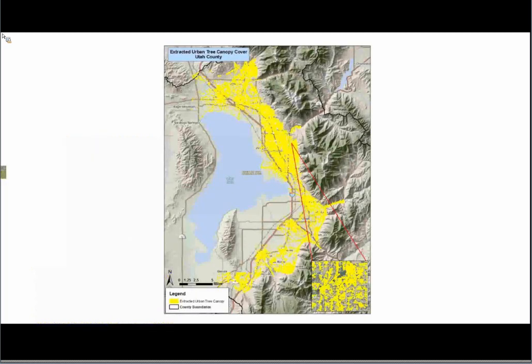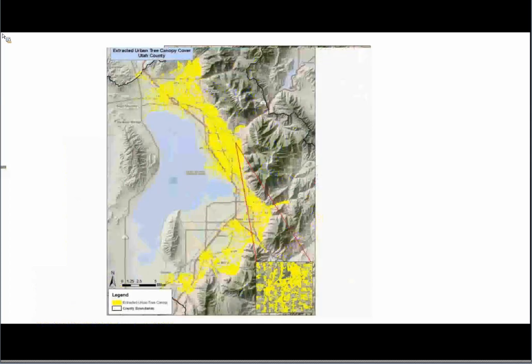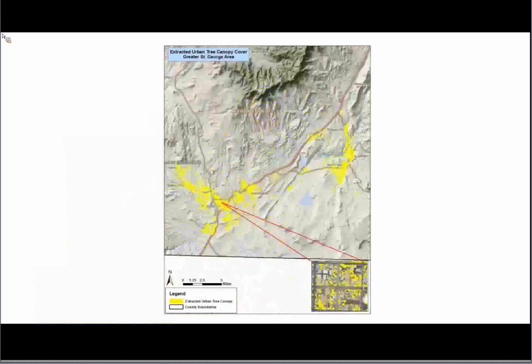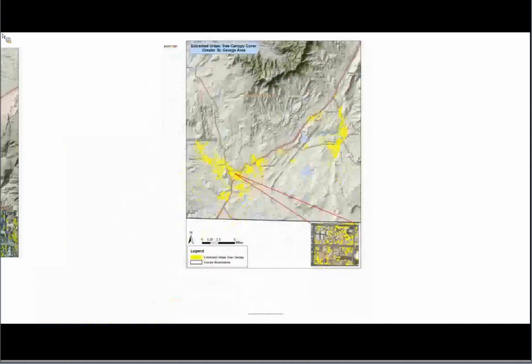All right, same data for the Utah County area. So Point of the Mountain down to Santaquin, the greater Cedar City area, and then the greater St. George area. Hurricane, Laverkin, Toquerville, Leeds, Santa Clara were all included in that area of analysis.